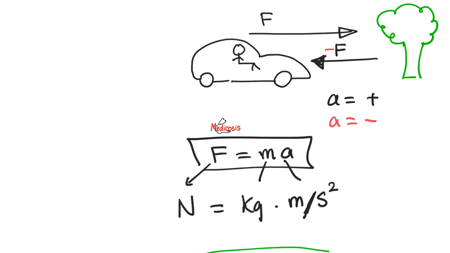The Newton is the force that acts on an object whose mass is 1 kilogram to accelerate it at 1 meter per second squared in the same direction. You gotta say in the same direction because force is a vector.